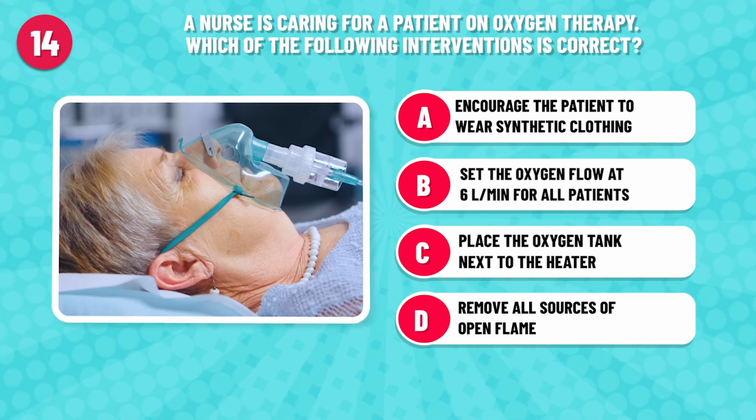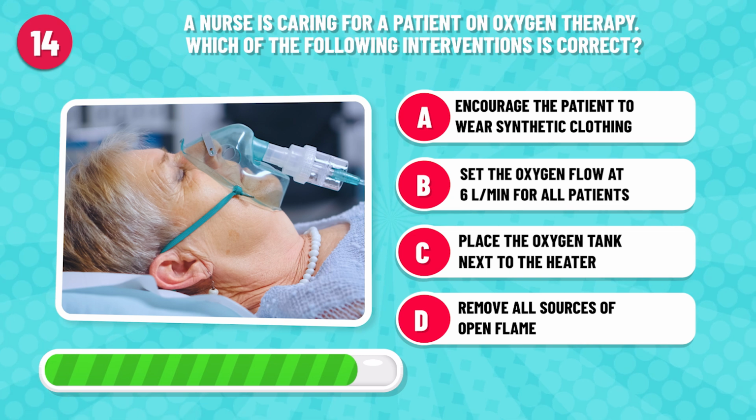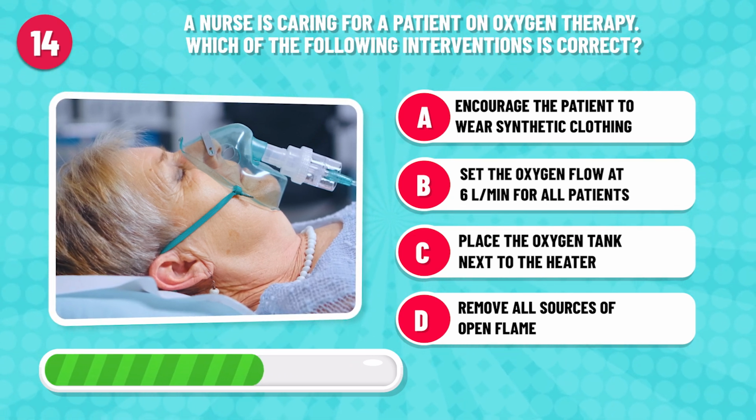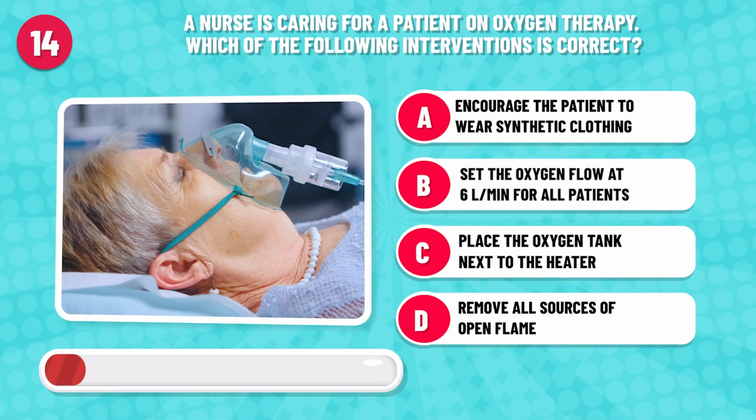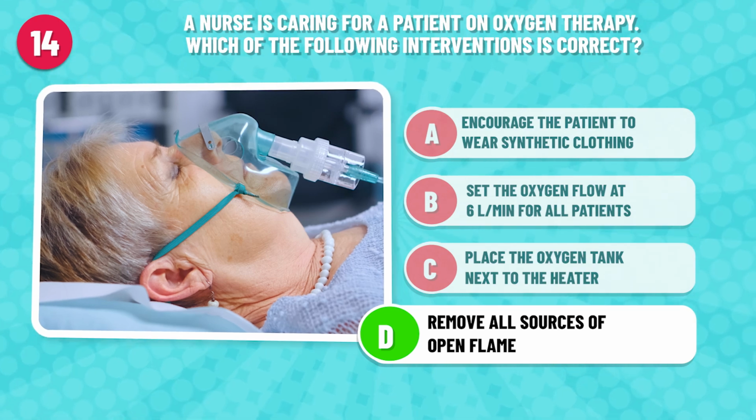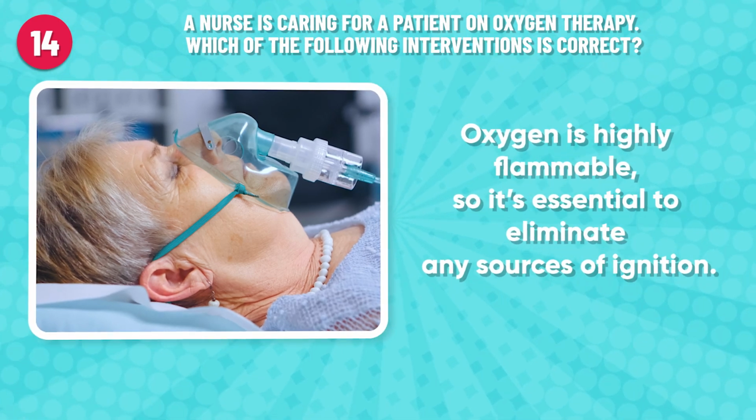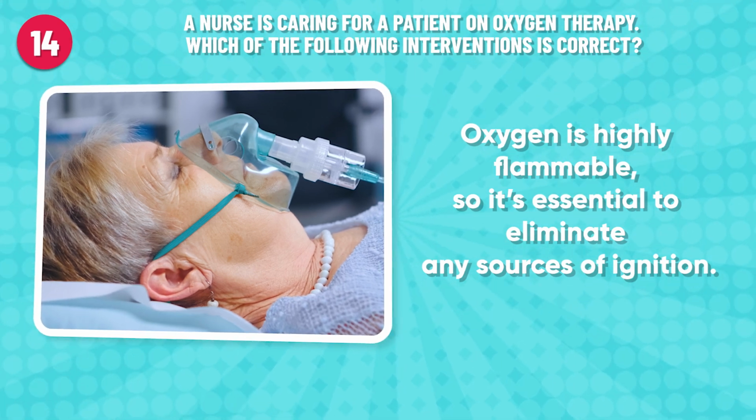A nurse is caring for a patient on oxygen therapy. Which of the following interventions is correct? It's D. Remove all sources of open flame. Oxygen is highly flammable, so it's essential to eliminate any sources of ignition.